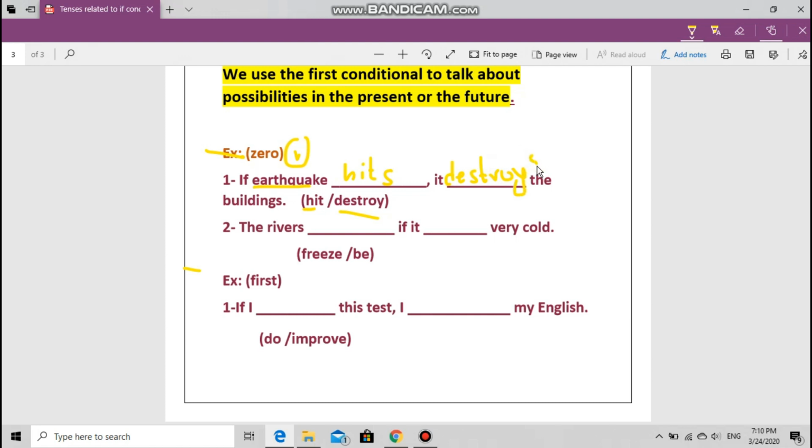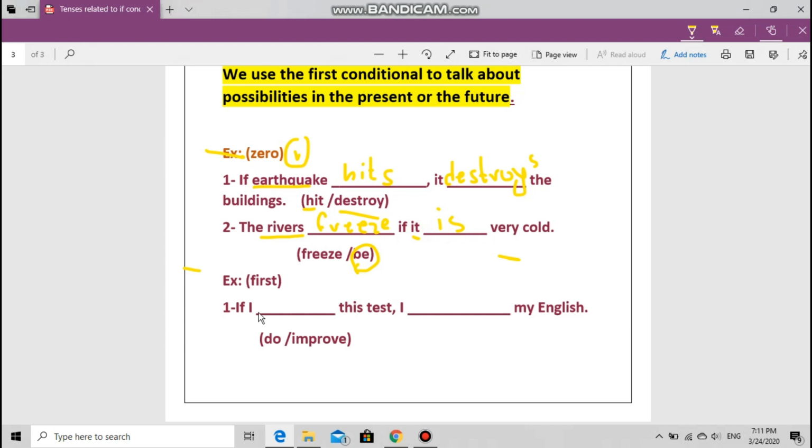Destroys. Is it clear? The rivers freeze if it's very cold. Here they started with the main clause, and here is the if clause. Be careful, the rivers is plural, so freeze, we keep it the same. It is strong because it is plural. The rivers freeze if it is very cold. Remember verb to be, it might be is or are or am. If it is very cold, because of it.